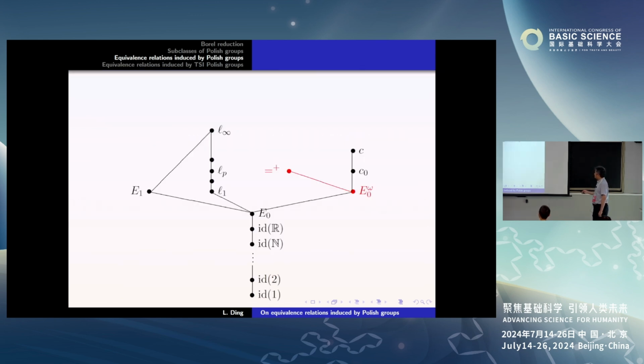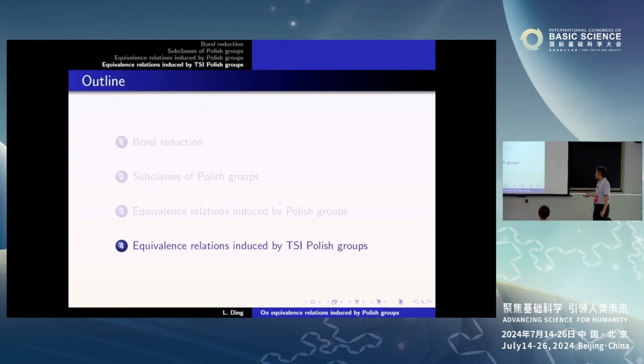Okay, so the story here now, this section is between E0 omega and identity plus. It's on this line. Here, there is no dichotomy. All dichotomy is here, but we don't know any. Here is very, very complicated between these 2 points. Now, how about these 2 points? Let's go on. Last section, we'll talk about TSI Polish groups.